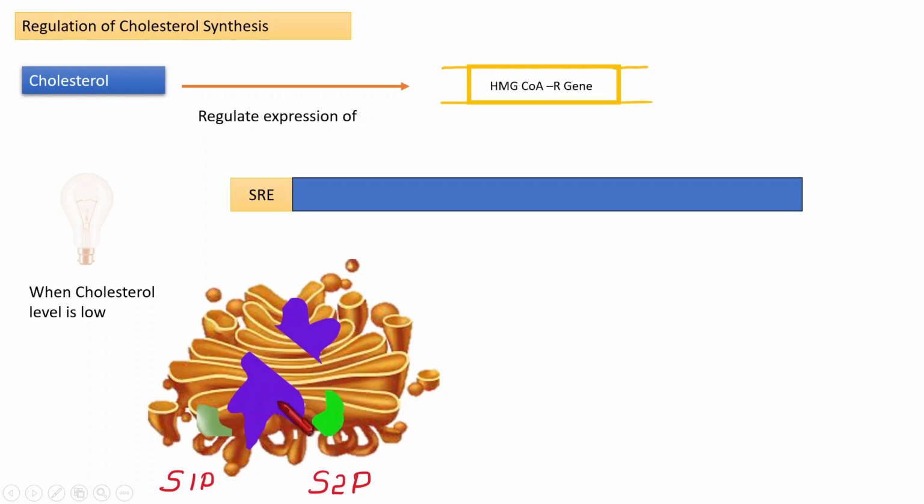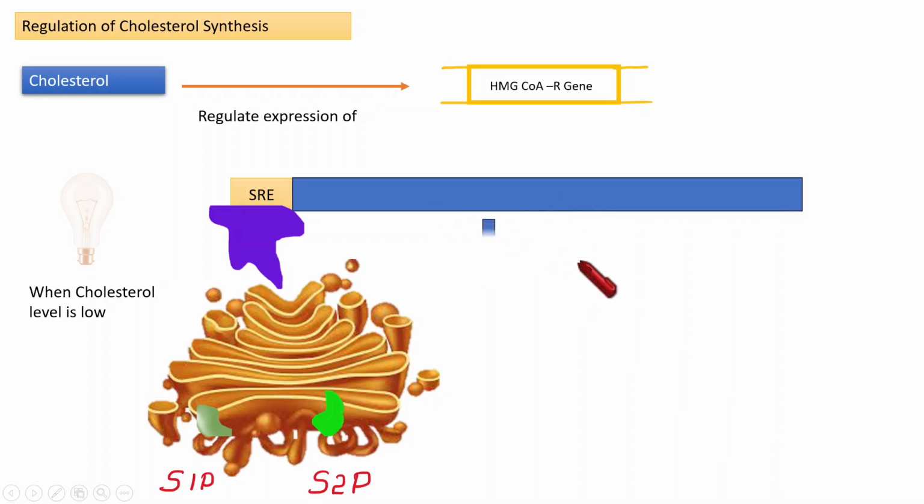As it becomes active, it can go and bind to the sterol regulatory element present inside this DNA. As this SREBP protein binds to the sterol regulatory element, this gene becomes active and starts to transcribe and form the HMG-CoA reductase enzyme. As the HMG-CoA reductase enzyme is formed, it is possible to continue the cholesterol biosynthesis. The vice versa will happen when the cholesterol level is high. And it is the long-term regulation. I hope it is clear.